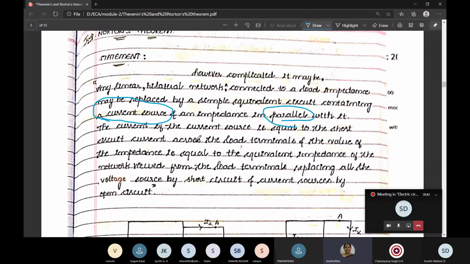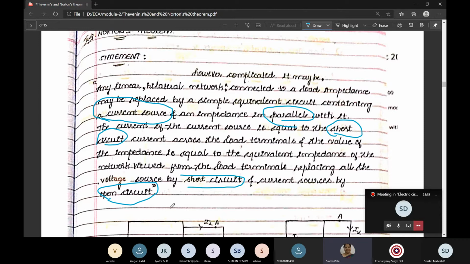Okay, the same statement as Thevenin's. The current of the current source is equal to the short circuit current. What we had written there for Thevenin's was open circuit. Here it is the short circuit current across the load terminals, and the value of the impedance is equal to the equivalent impedance of the network viewed from the load terminals, replacing all the voltage sources by short circuit and current sources by open circuit. Okay, this is just the dual of Thevenin's theorem.